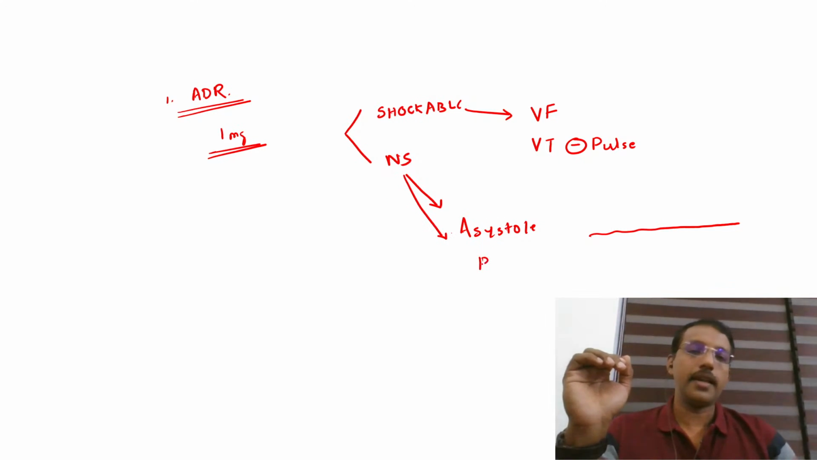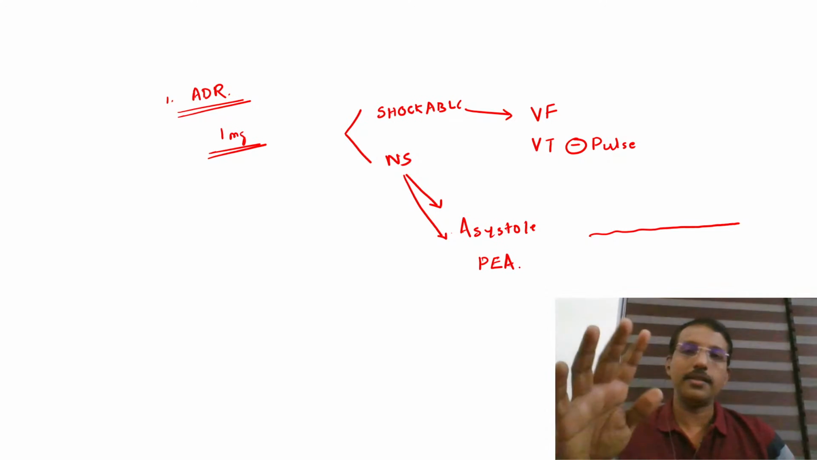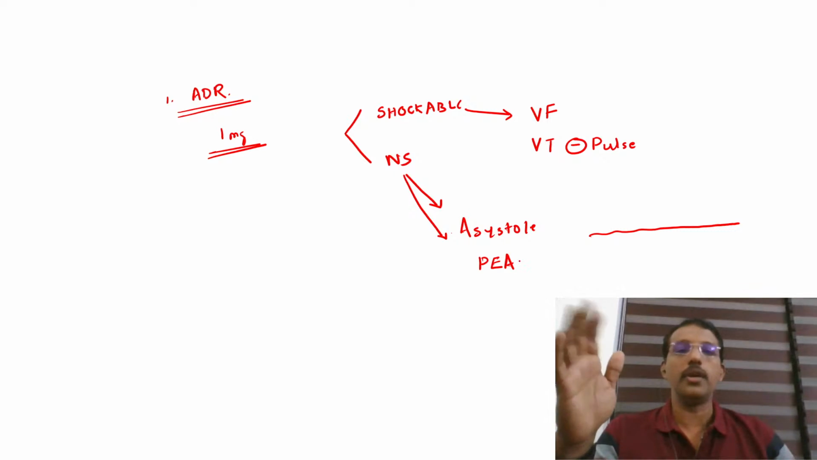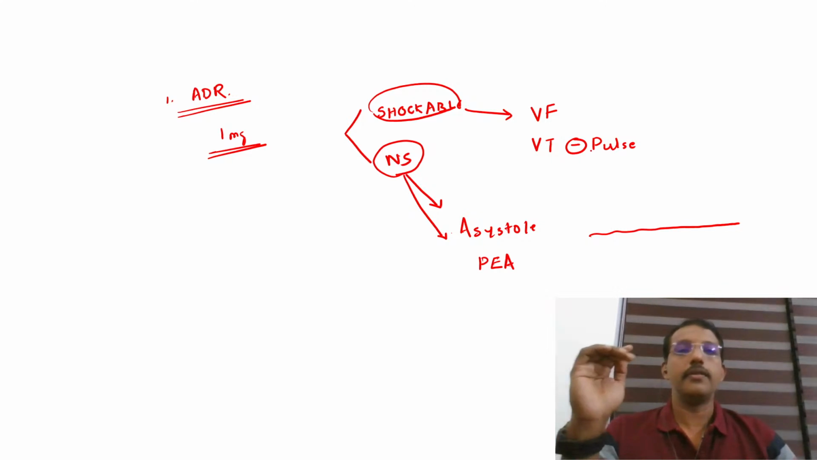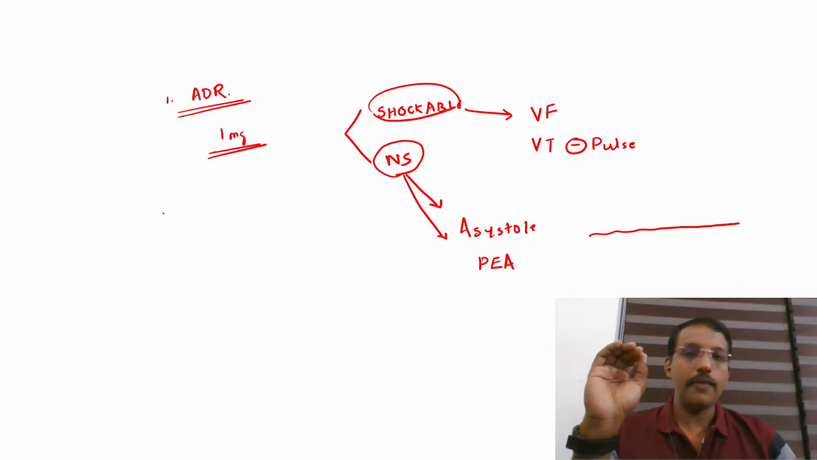Okay. And second is pulseless electrical activity. So pulseless electrical activity and asystole are the non-shockable rhythms where you don't have to shock, while shockable rhythms are ventricular fibrillation and VT without a pulse. So the concept is when you have a non-shockable rhythm, give adrenaline as early as possible.